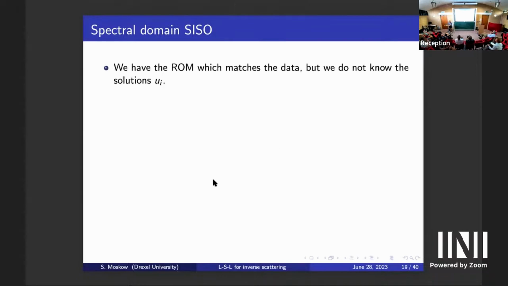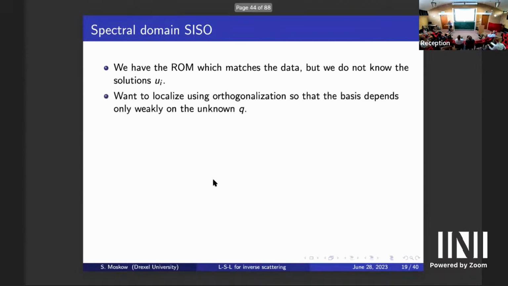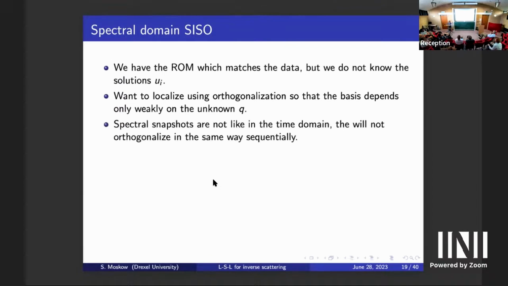So we have the ROM, which matches the data, but we do not know the solutions U_i. We want to localize using orthogonalization like we did in the time domain, so that the basis depends only weakly on the medium. But in the time domain, we were relying heavily on causality, in the sense that the next snapshot doesn't go forward faster than the other one, so we didn't have anything we didn't orthogonalize out. We can't orthogonalize spectral snapshots in the same way because they all live everywhere.